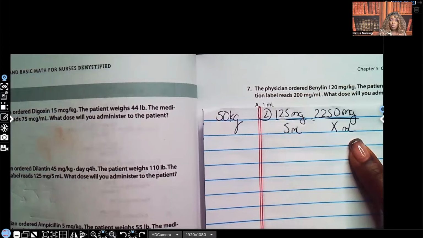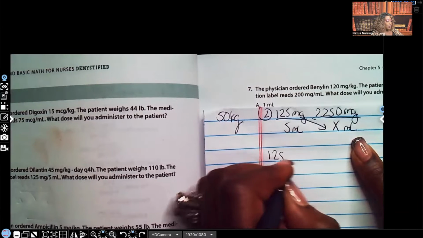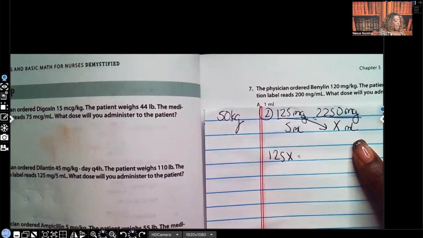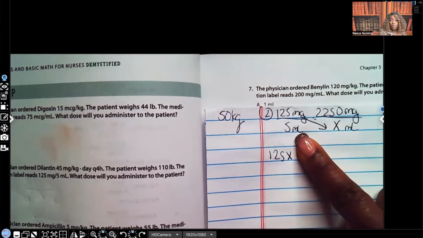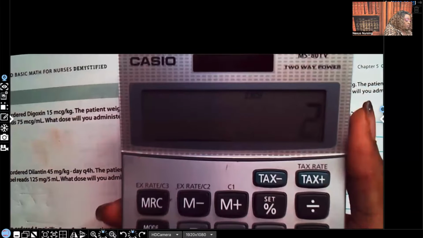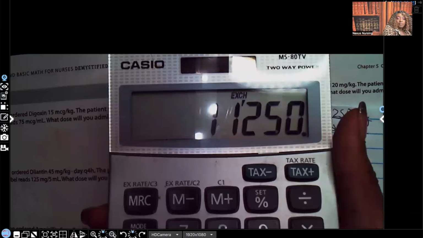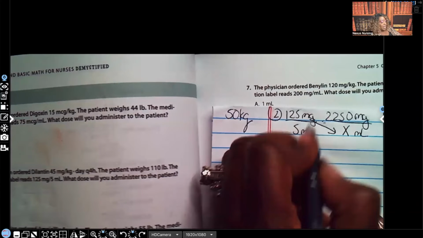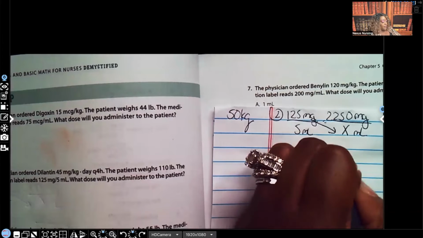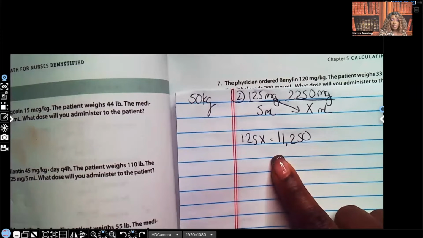Now that all of my units match, I can cross multiply. I'm going to multiply 125 times X, which gives me 125X. And 2250 times 5. What is that? I have no idea. Let's plug it in the calculator. 2250 times 5 gives me 11,250. So write it down, 11,250. So I have 125X equals 11,250.